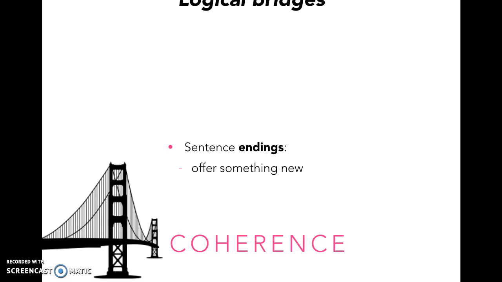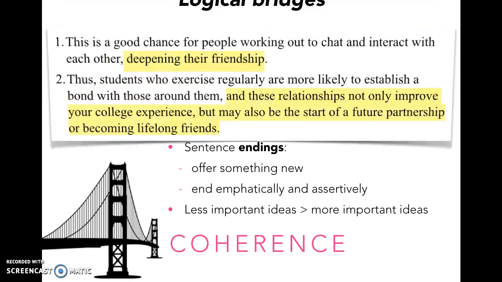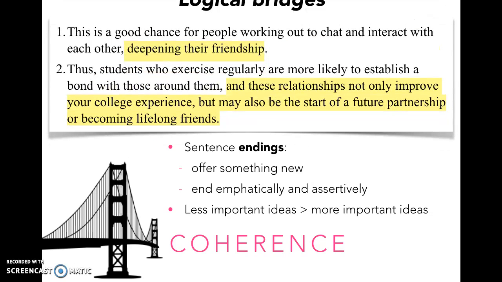When we get towards the end of a sentence, we can often offer something new or give the more important ideas at the end once we've knitted the idea together. So for example, here this is a good chance for people working out to chat and interact with each other, deepening their friendship. Okay, and then we move on to the next one and we can expand on this idea of relationships and lifelong friends. Okay, so very often the more important ideas will go towards the end of a sentence once we've linked the sentence in.